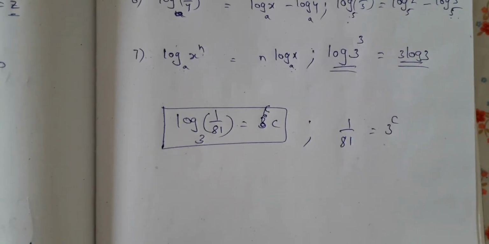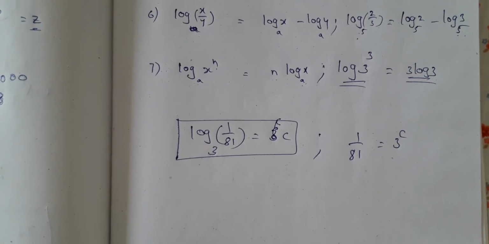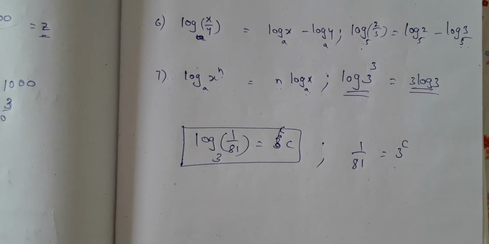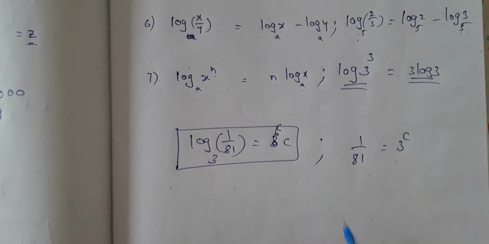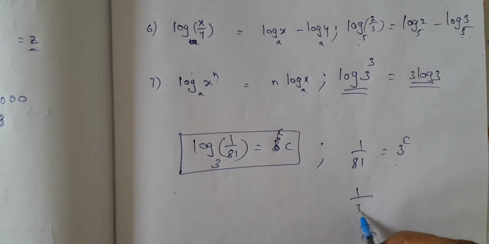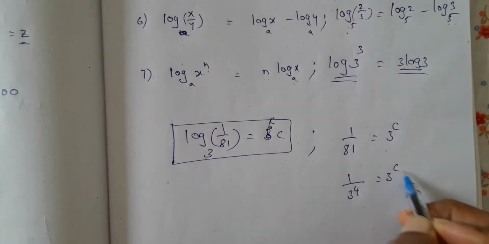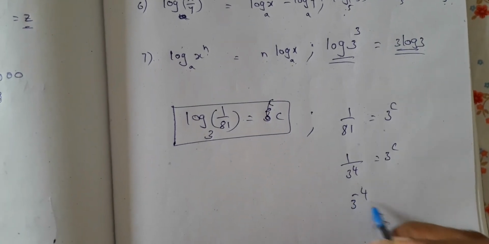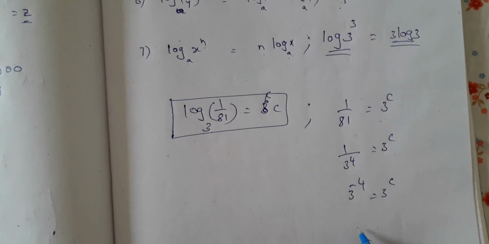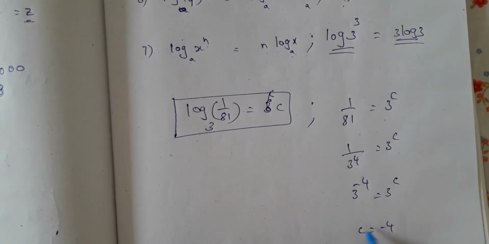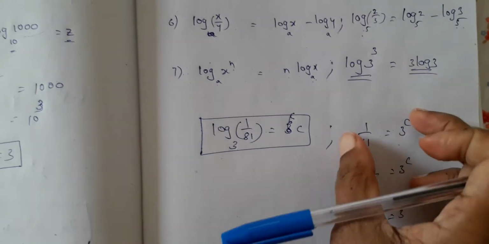And I said let us apply all the rules and prove that C is equal to minus 4 as we got it in the normal form, right? I'll repeat that again. So 1 by 3 power 4 is equal to 3 power C. 3 power minus 4 is equal to 3 power C. Implies C is equal to minus 4. So this is how we got it, right?